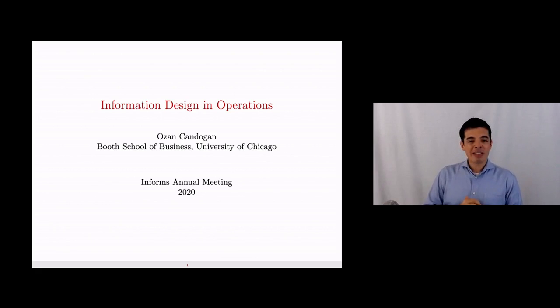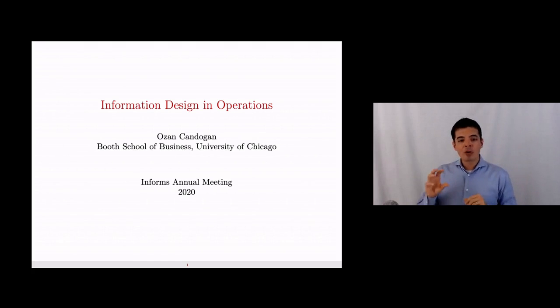My objective in this tutorial is twofold. On one hand, I would like to tell you about the basics of information design, what information design is about, and what approaches have been developed in the literature when it comes to designing optimal information structures. So I would like to cover some fundamental papers that address these questions in the first part of my talk.